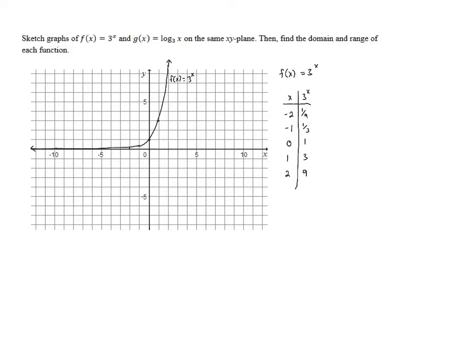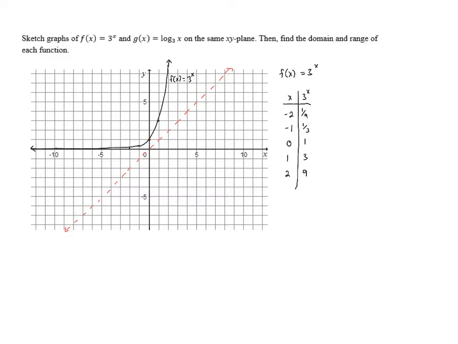Now for g of x equals log base 3 of x, we have two options. We can make a table of values from scratch and sketch the graph that way. We can also use the fact that these are inverse functions and reflect our points across the line y equals x. Either way will give us our graph, and I actually want to rely on the fact that these are inverse functions. So I'm going to take each of the points on our original graph and reflect them across this line by switching the x and y values.